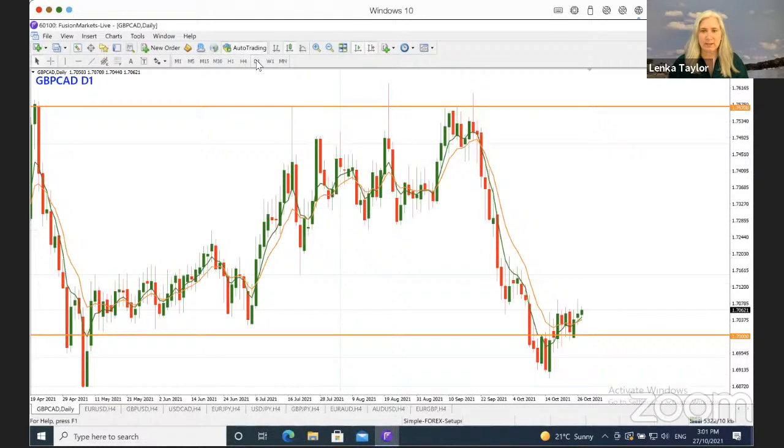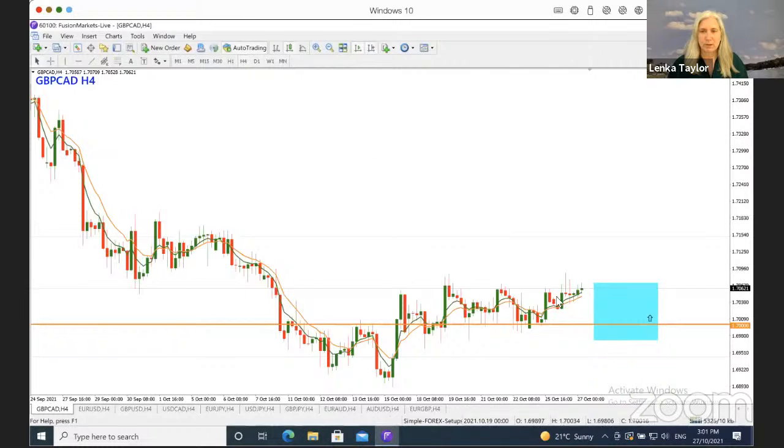Let's have a look on the daily. On the daily, we had a little bit of a reversal. So I'm happy with that. Now I'm looking for the setup on the 4-hour time frame. On the 4-hour time frame, we've had that reversal there.